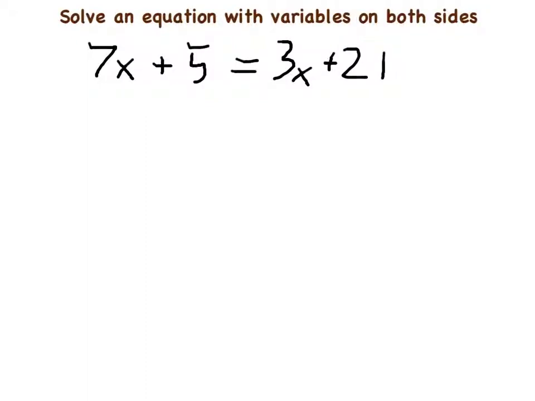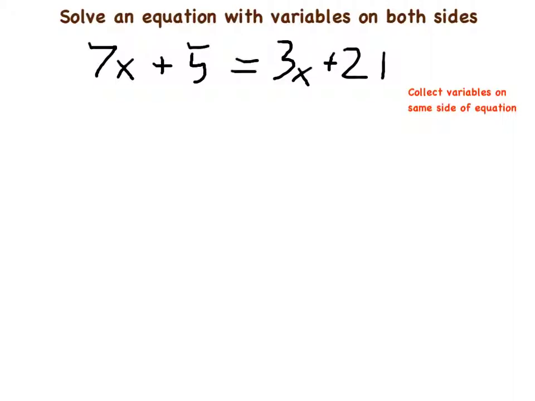If I want to solve an equation such as this one where I have variables on both sides, what I'd like to do is get all the variables on the same side, all the x's on the same side of the equation. I can do this using any algebraically valid method. In other words, I can add, subtract, multiply, or divide each side by the same thing.